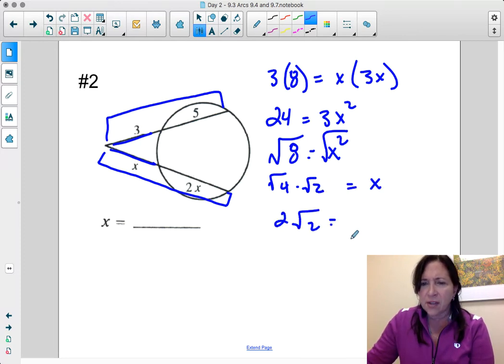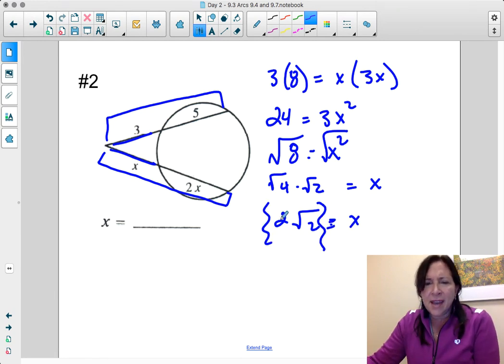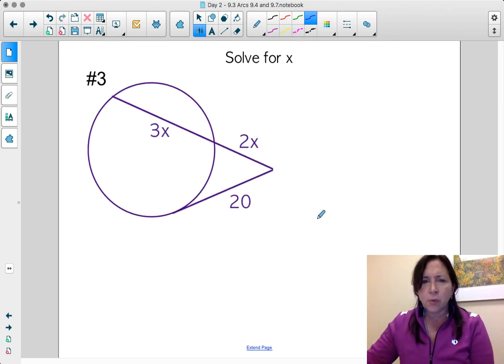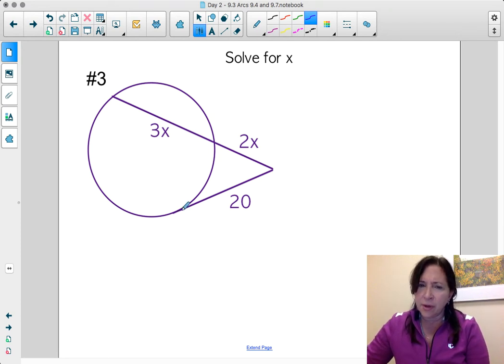Remember, when you take the square root of something, you do get plus or minus, right? But knowing that you can't have a negative length, that negative is just not even considered.